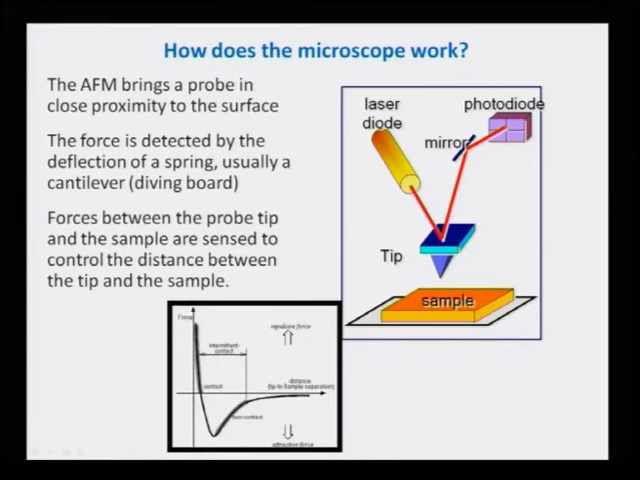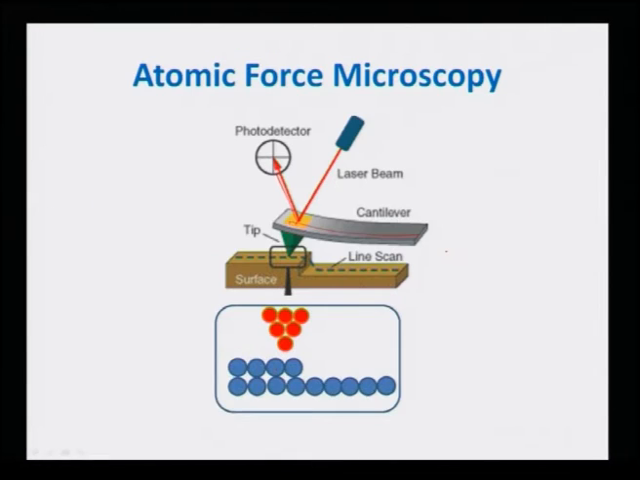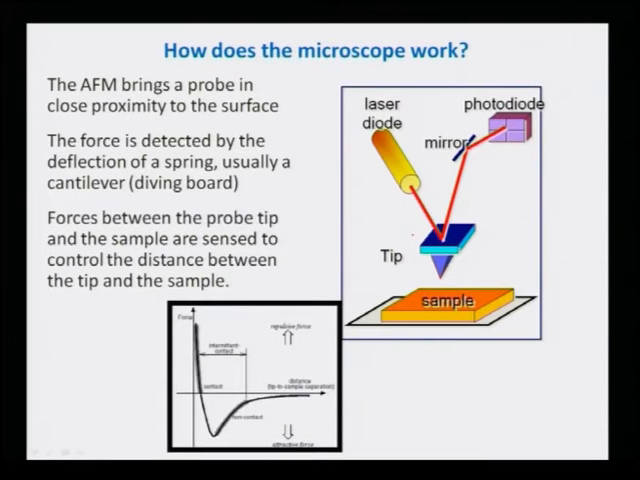Well, AFM brings a probe very close to the surface, that is the tip, and this force is then detected by a deflecting spring. Actually, it's not a deflecting spring; it's a cantilever. You can see this is a big cantilever beam which is attached to the microscope, and this force is detected. Now, forces between the probe tip and the sample are sensed to control the distance between the tip and the sample.